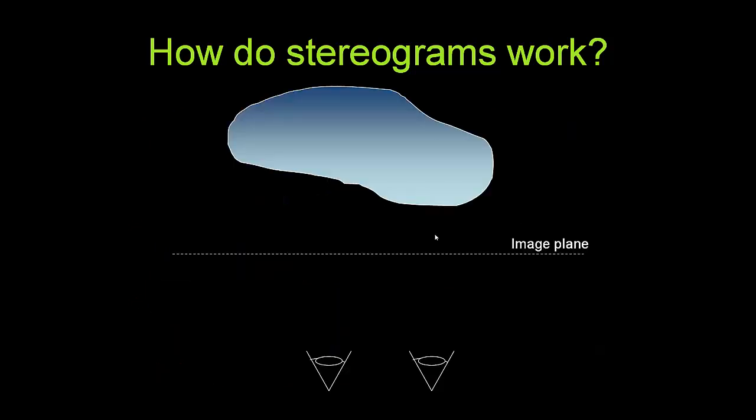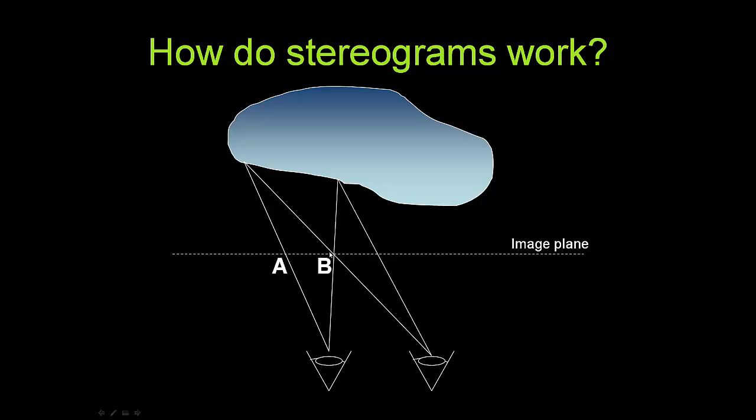So let's take a look. So suppose in this picture you see an object and there's an image plane. Think of it as a window, right? And you have two eyes. Now, if you look at this point on the object, obviously light travels in straight lines, so you can draw light rays from this point to the two eyes. Now, over here, this ray will intersect the image plane at point A. Similarly, this ray will intersect the image plane at point B.